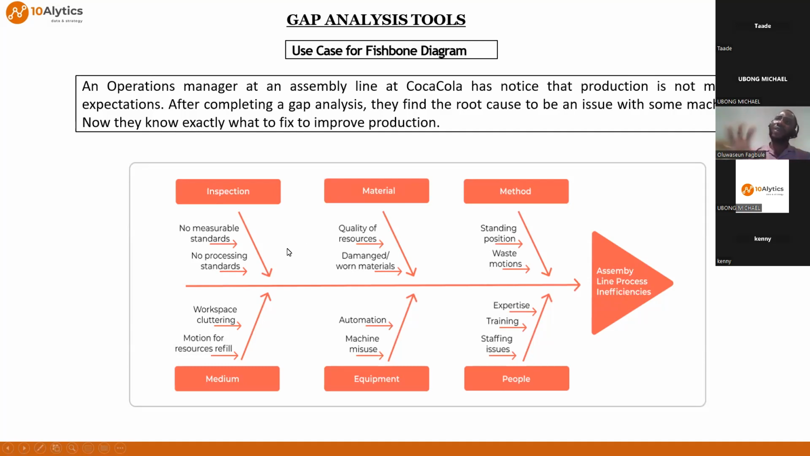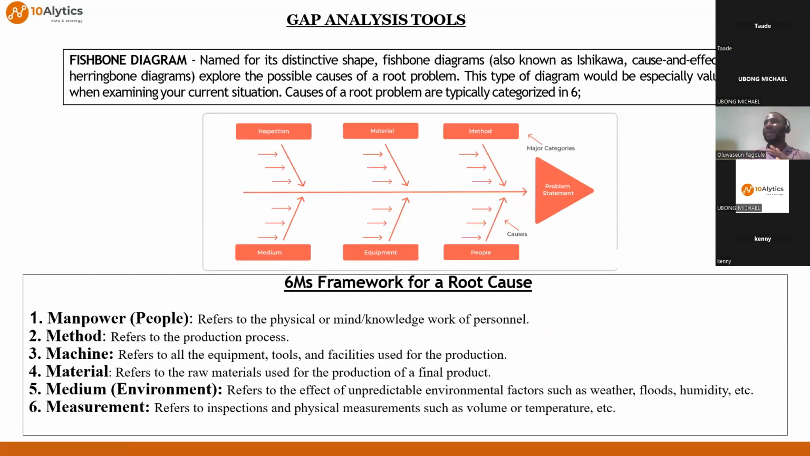So what the Fishbone Diagram does for you is direct you to these categories. Look at the people, look at the manpower: they have the expertise, they have the training. Look at the equipment they're using. Is there machine misuse? Are they all automated, or some automated and some manual? Do you need to automate the manual ones? Is there workspace clustering when you look at the environment, or the medium of the work or process? The methods being used, the materials being used, and then of course the standards and the inspection available for this, right?